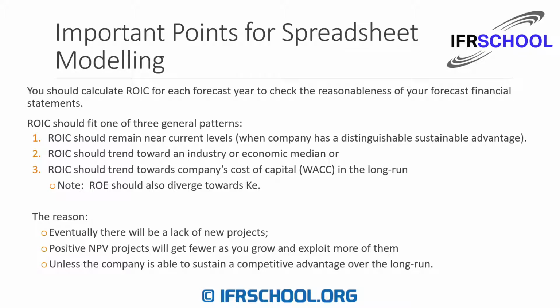The reason why the company's ROIC should display one of these three general patterns over the forecast period is eventually there will be a lack of new projects. The availability of positive NPV projects will get fewer as the company grows, and there will be fewer opportunities for the company to exploit. This is the case unless the company is able to sustain a competitive advantage over the long run. If the company has a competitive advantage, you should have identified this when undertaking the groundwork prior to building the valuation model.